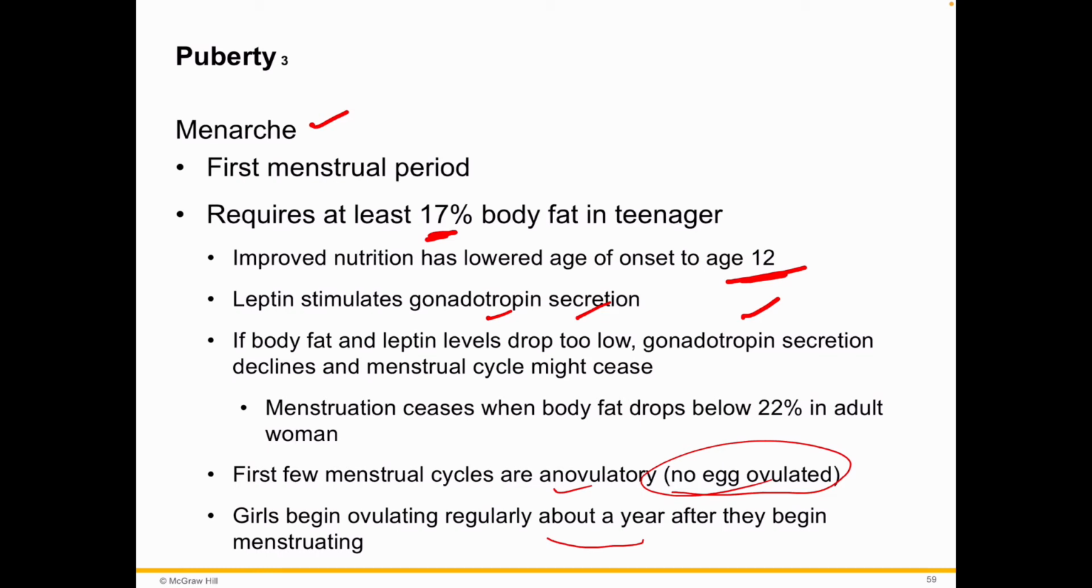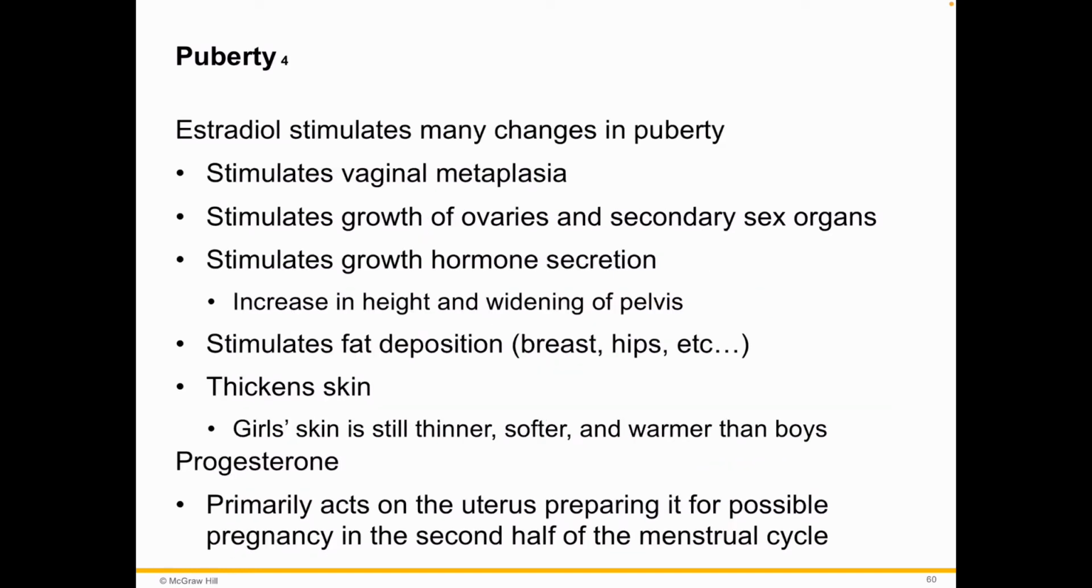That's maybe not entirely always the case. It's not something I would definitely take as given, because there are individuals who have become pregnant even prior to menstruation. So take that with a grain of salt.